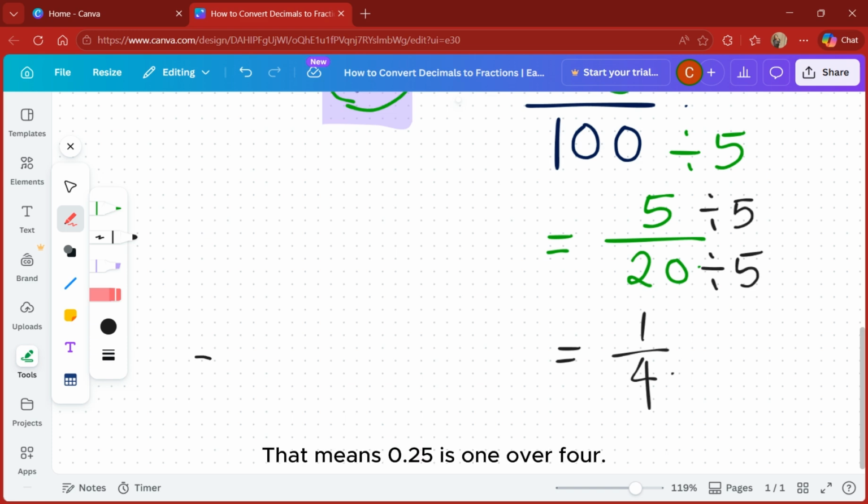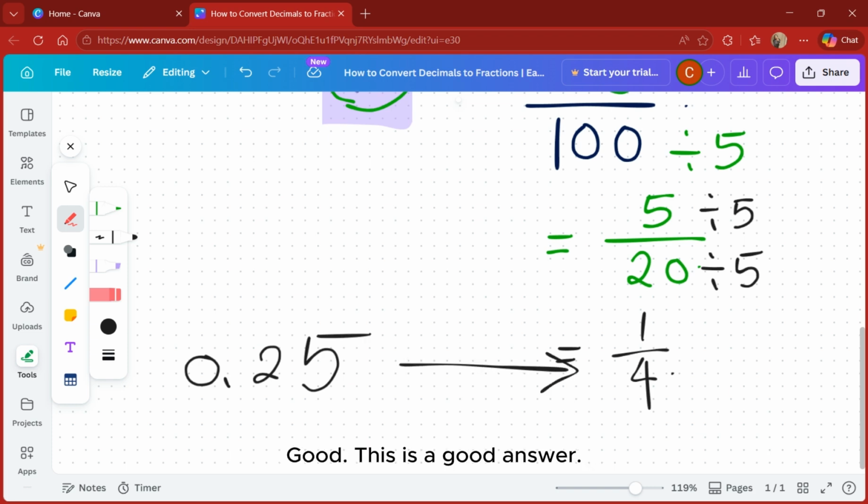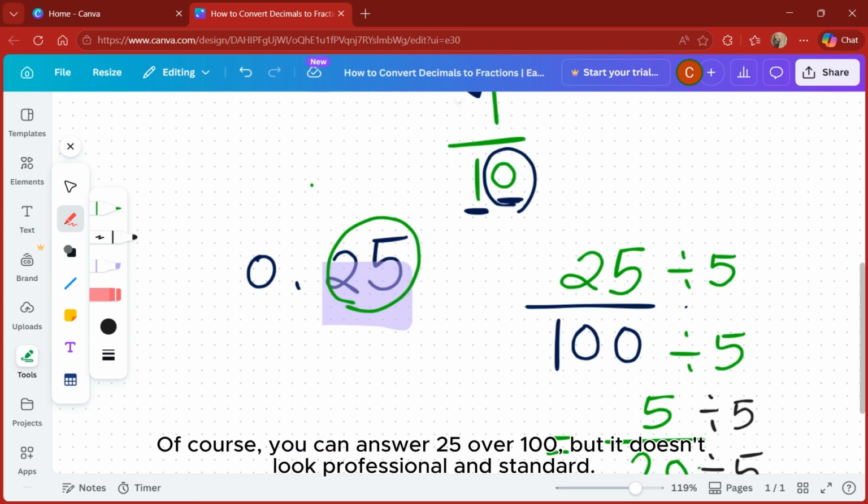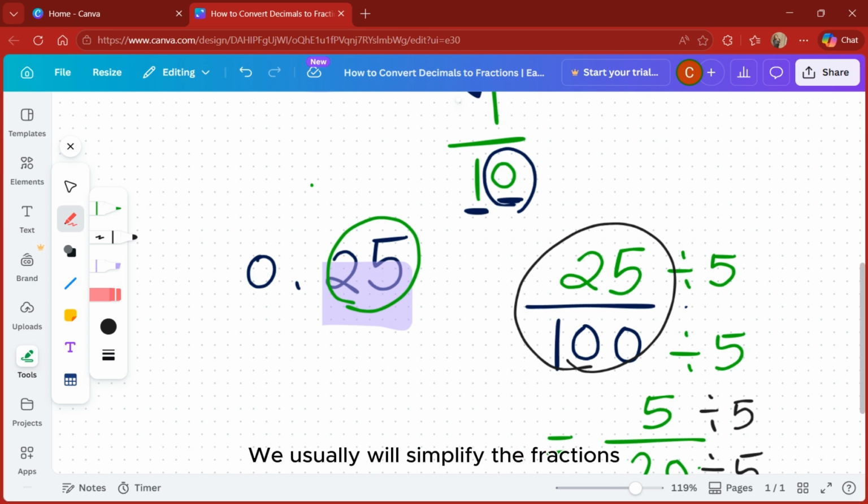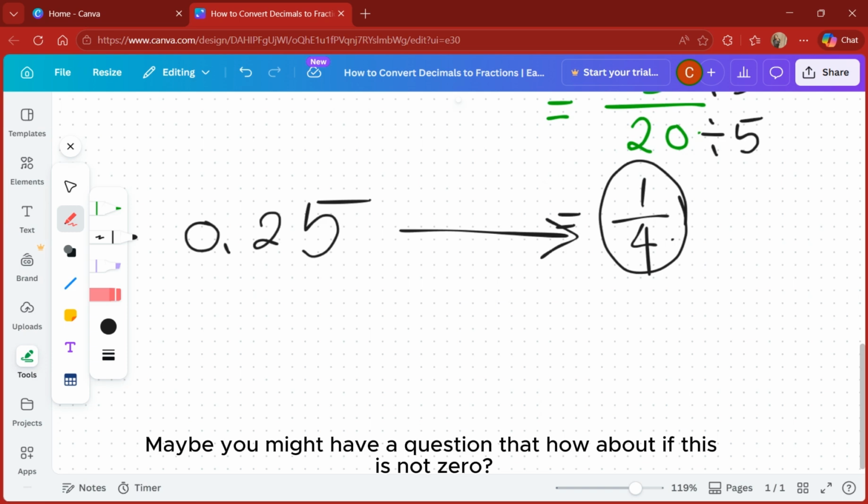So that means 0.25 is 1 over 4. Good. This is the good answer. Of course, you can do this. This is also an answer, but it does not look very professional. We usually will simplify the fractions. Okay. So maybe you have a question, but how about if this is not 0?